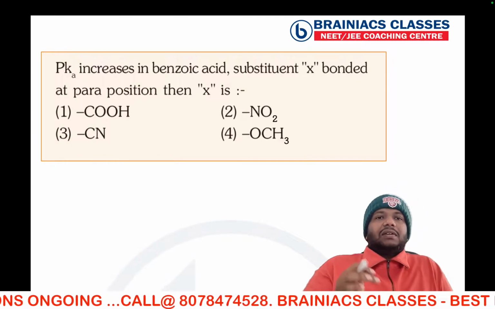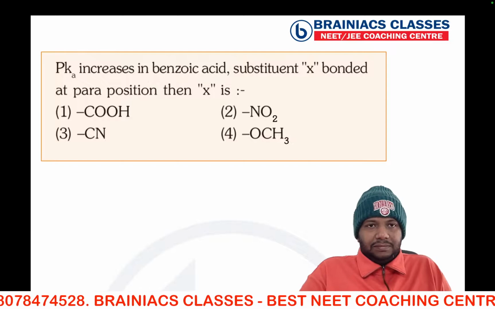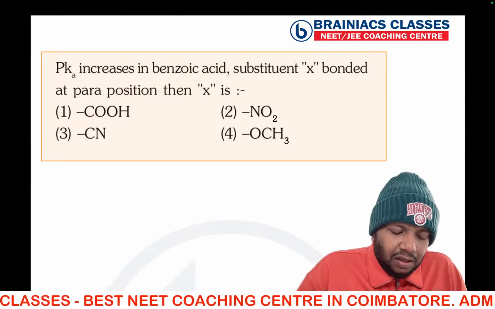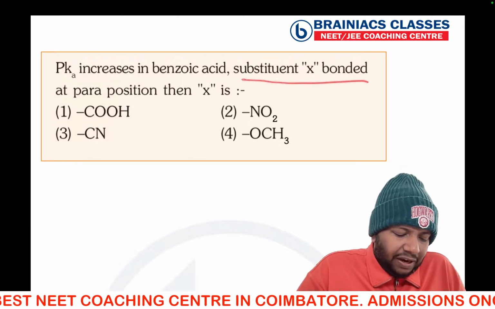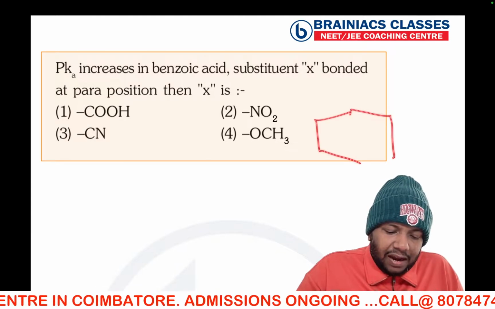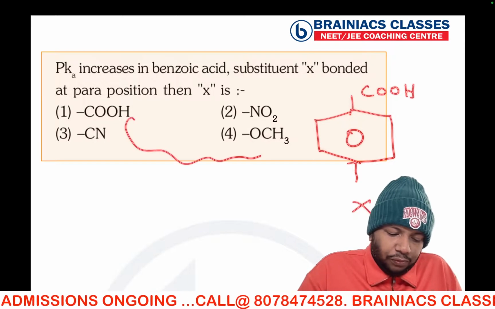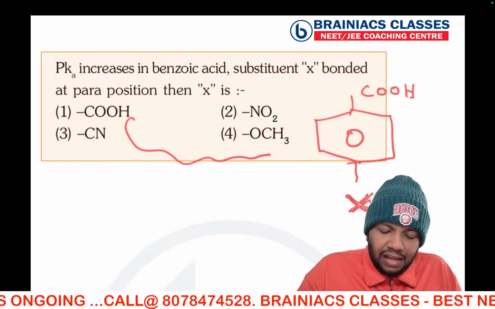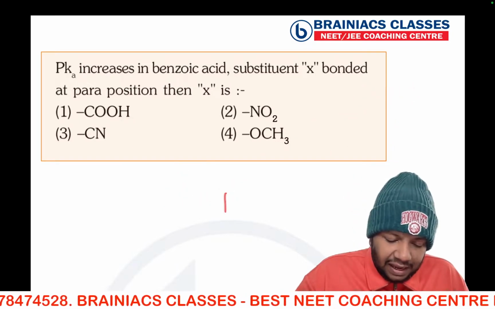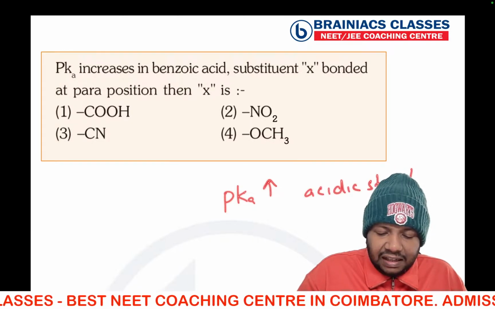It's also very important. The question they are mentioning is that pKa increases in benzoic acid when substituent X bonded at the para position is what? So you are putting something in the para position of the benzoic acid, and they are asking which of the following 4 things, if you keep it in the para position, its pKa should increase. What does that mean, sir? pKa increases means acidic strength decreases.